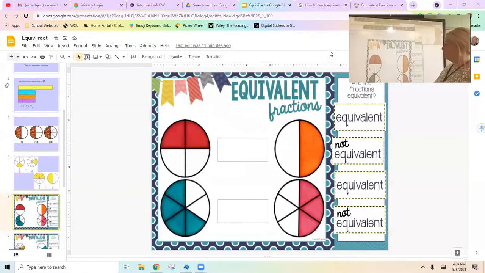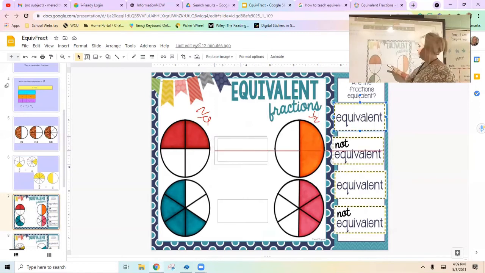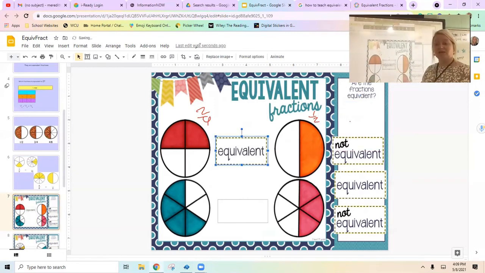All right, so if we're looking at these shapes, we just said a minute ago, we know that the halves are equal. Well, 2/4 and 1/2, both of those are a half. So that means that these two shapes are equivalent. Those fractions are the same.